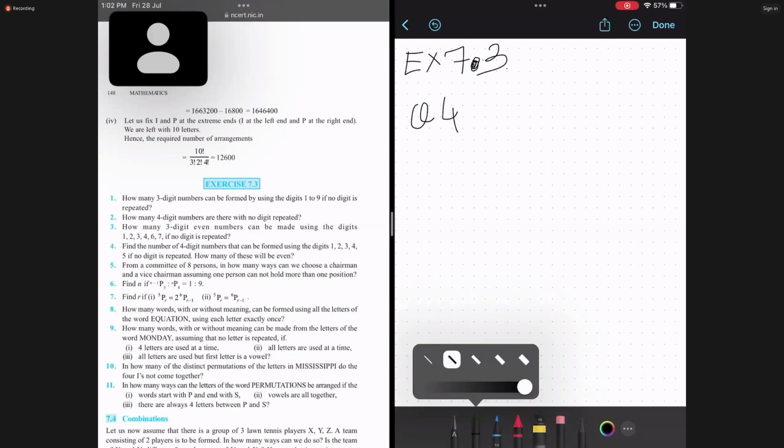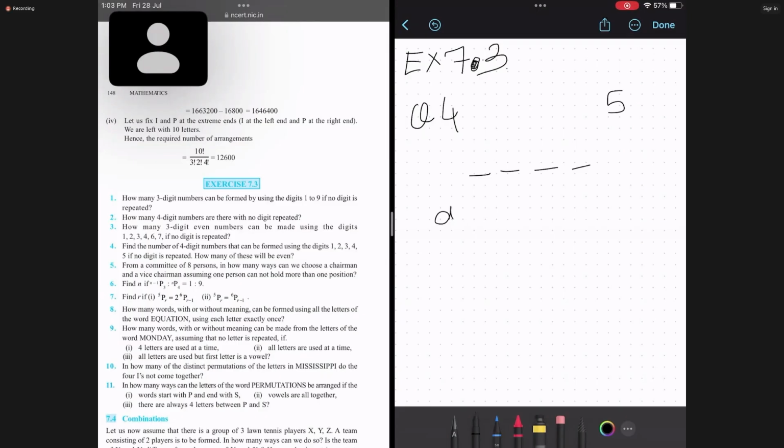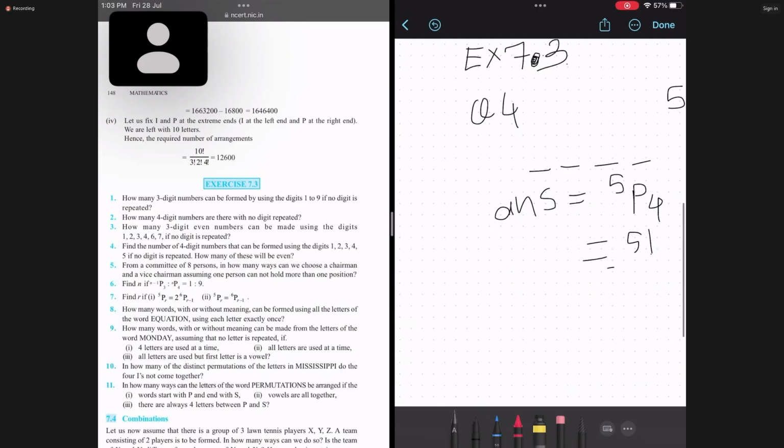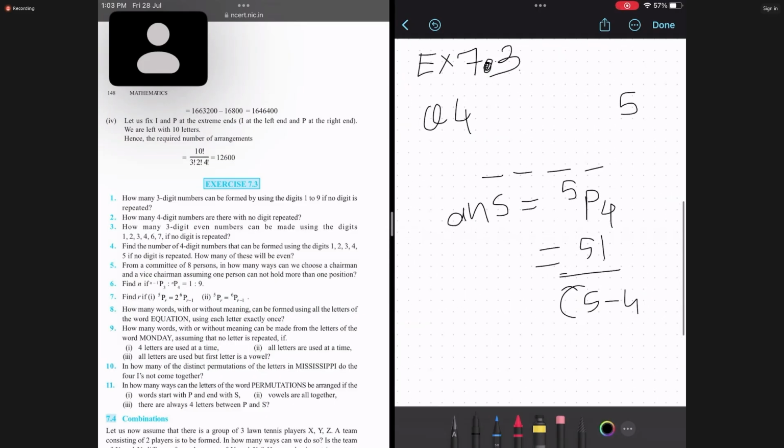So the places that we have to fill up are 1, 2, 3, and 4. Out of these 4 places, we have 5 digits to choose from, and so the answer would be nothing but straight up 5P4, which could be written as 5 factorial upon 5 minus 4 whole factorial. That is nothing but 5 factorial upon 1 factorial, which is nothing but 120. So 120 distinct numbers can be made using 5 digits when you have to fill in 4 places, right?